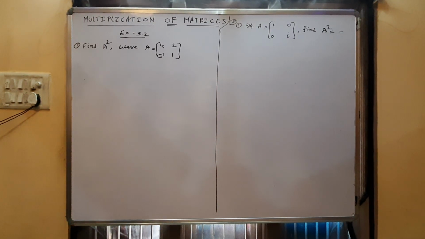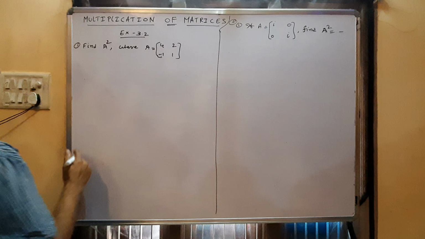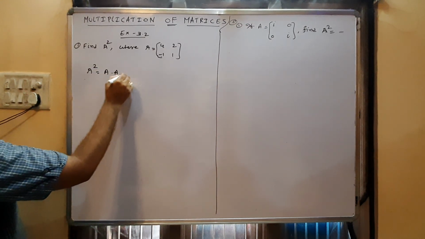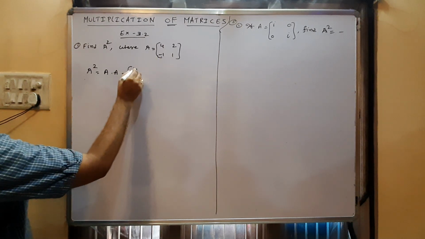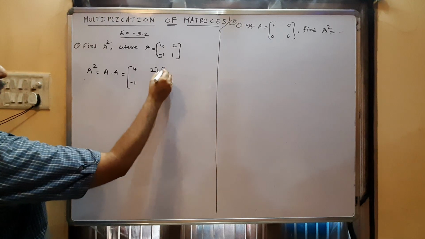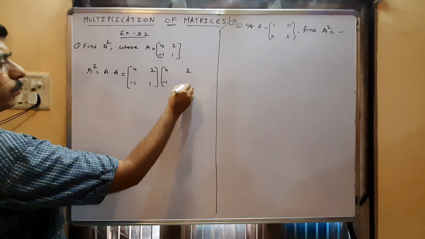Coming to the next question. Find A square where A is given. A square means A into A. What is the matrix A that is given? First row 4, 2; second row minus 1, 1. Next again A: 4, 2, minus 1, 1.